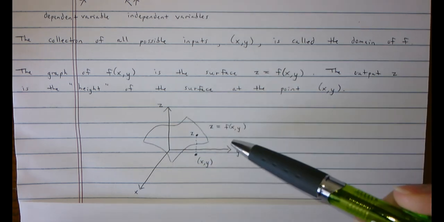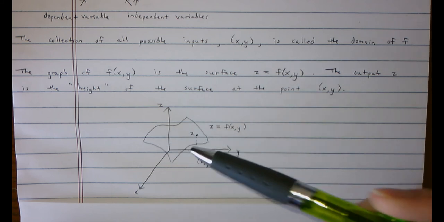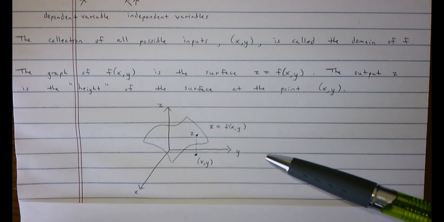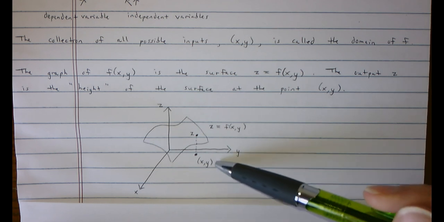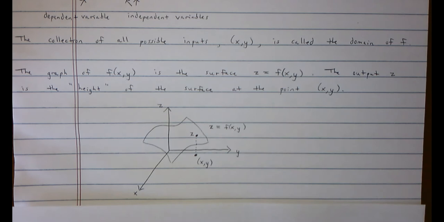So I've drawn a surface here, I'll call it a magic floating carpet. And notice the output z is the height of the surface at the point (x, y). So we've got this ordered pair (x, y), which maps to a point on the surface z.